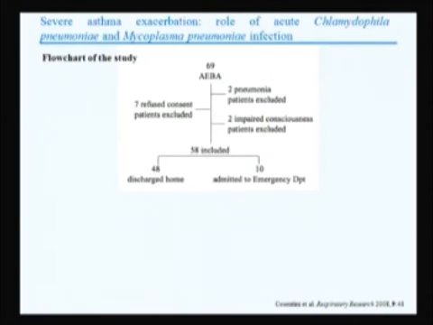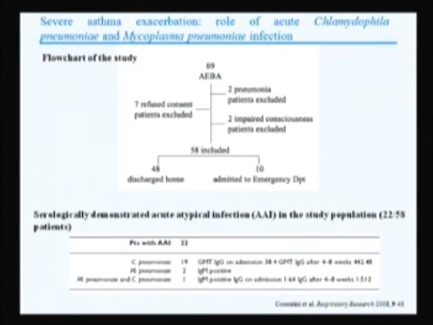And essentially, there were 69 patients with an acute exacerbation of bronchial asthma. The 58 that were included ended up with 48 discharged home and 10 admitted to the emergency department. Now, all those patients were checked for acute atypical infections via serology, and of those 58 patients, 22 had evidence for an infection with an atypical organism. 19 of them had chlamydophila pneumonia, 2 of them had mycoplasma pneumonia, and 1 had both.